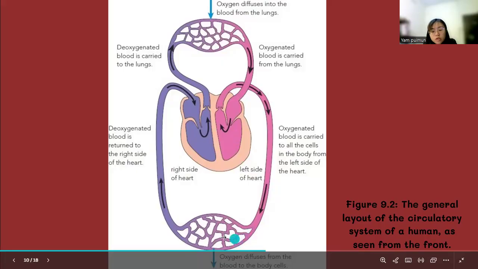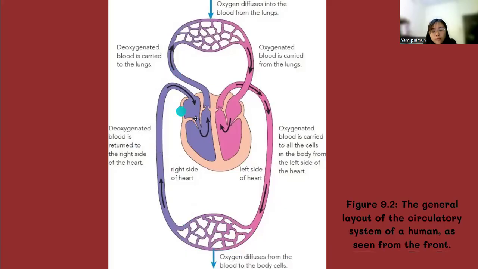Because the oxygen diffuses from the blood capillaries into our body cells, the oxygen content becomes lesser. And because of that, the oxygenated blood is now changed to deoxygenated blood. The deoxygenated blood will go again to the heart. First through the atrium and then the ventricle, and after that it will be pumped to the lung.